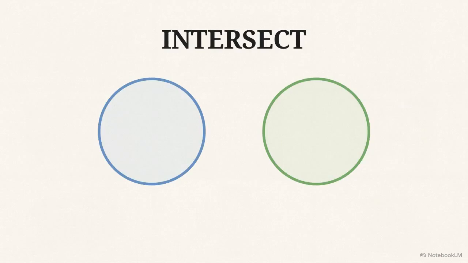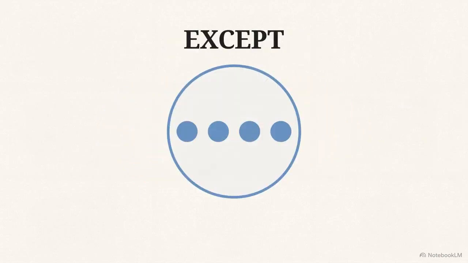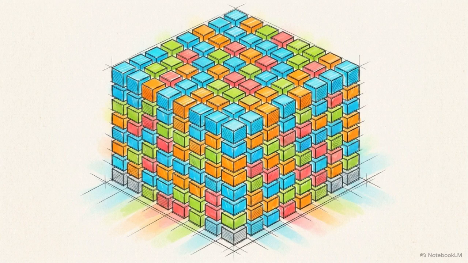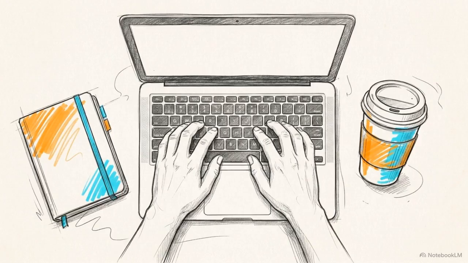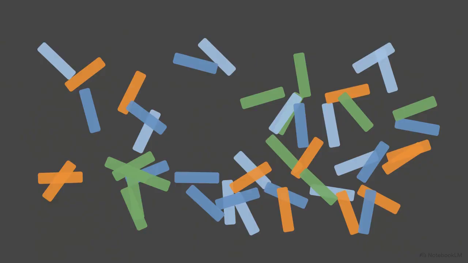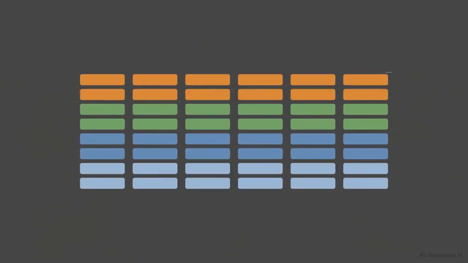Whether it's Union to merge, Intersect to find common ground, or Except to find what's missing, these 4 tools handle the heavy lifting of sorting through data. Learning these set operations is a major step toward mastering how databases work, turning a messy pile of information into an organized, useful resource.